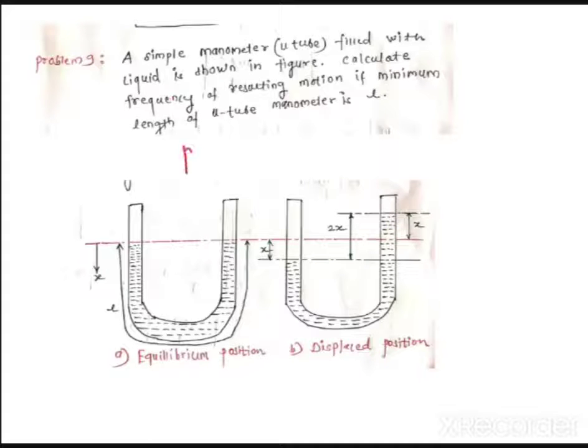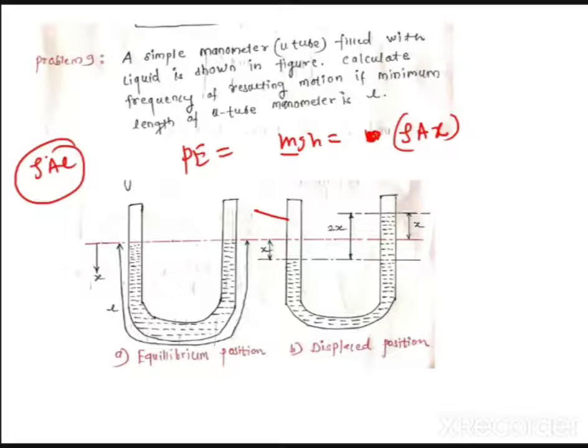So how will we find the potential energy? Potential energy is equal to mgh. You can solve the problem for both columns together, but it is easier to take one tube at a time. So mgh for tube number 1: what is the mass? Rho A into x. Here, guys, try to understand that you cannot take rho A into L because you are finding a potential energy. Potential energy is only for the displaced fluid. The fluid which is displaced and stored at some height means what?